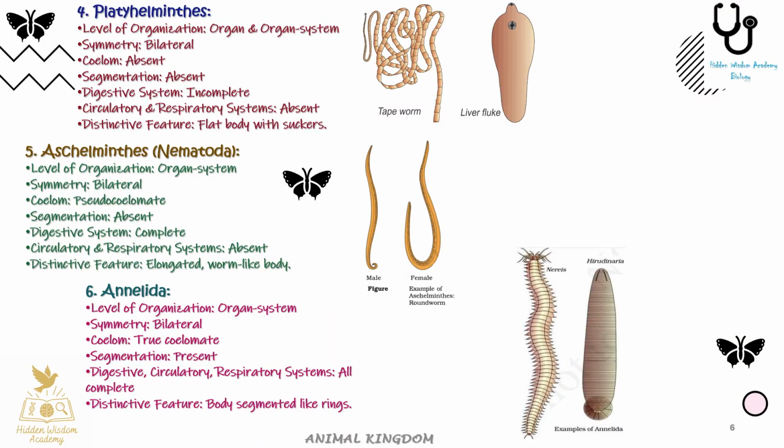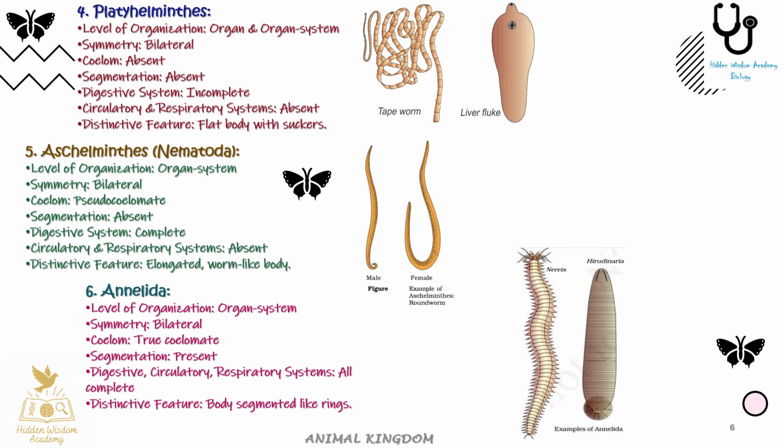Let's move to platyhelminths, or flatworms, which exhibit organ system level organization with bilateral symmetry. They are acoelomate and unsegmented, possessing an incomplete digestive system and lacking circulatory and respiratory systems. Their bodies are flat and often have suckers.